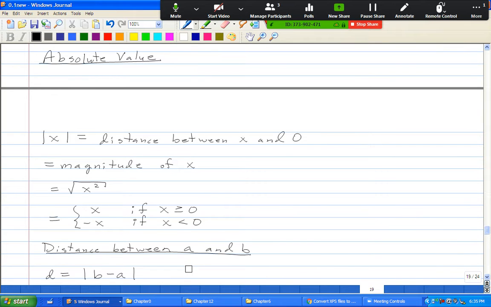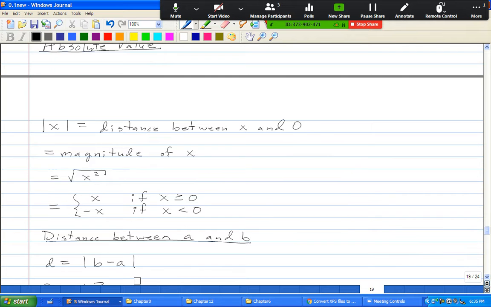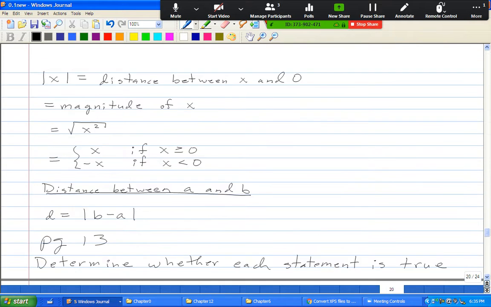We define the distance between a and b as b minus a in absolute value. So let's do some problems.